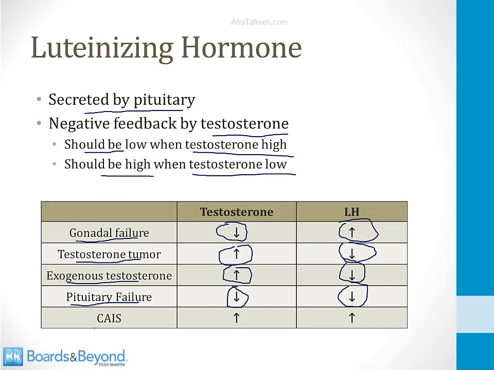And then finally, in complete androgen insensitivity syndrome, the testosterone level is very high, but the LH level is also very high. Why is the LH level high? That's because the effects of testosterone cannot be felt by the pituitary gland because the androgen receptor is abnormal. So the pituitary gland thinks there is no testosterone and it releases lots of luteinizing hormone.